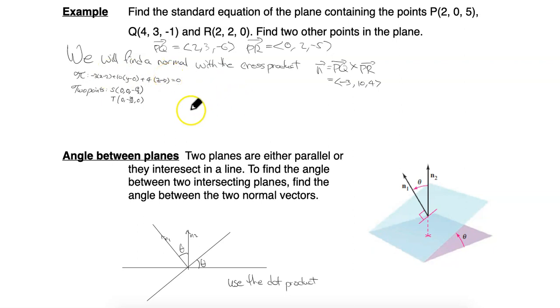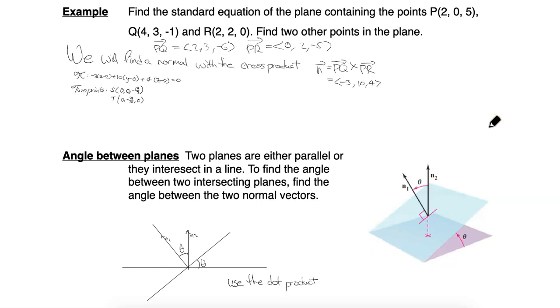Find two other points in the plane. You can do it. There's infinitely many options. The easiest way to do that is just to pick x equals 0, y equals 0, and you'll get a z in order for this equality to work. Or then you can pick x equals 0, z equals 0, and that'll give you another point. Or you can also, of course, choose x equals 2, y equals 5, and then calculate the value of z that is required to make the point in the plane.